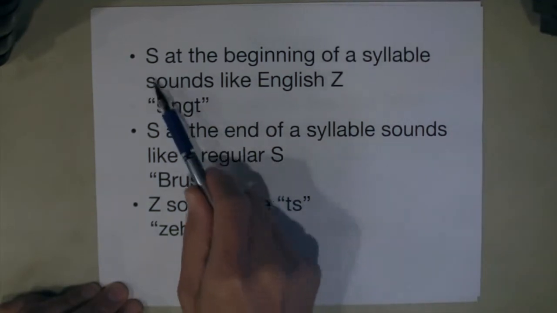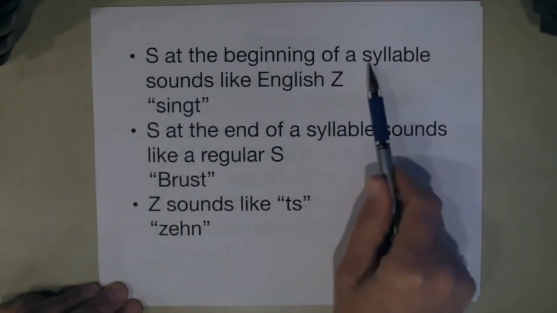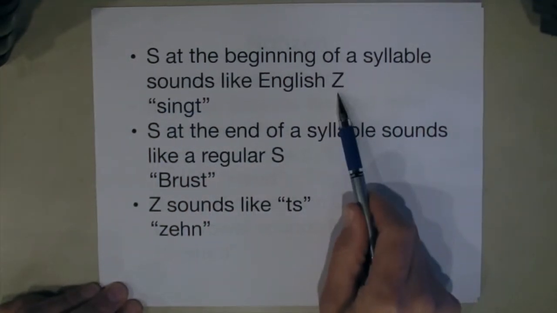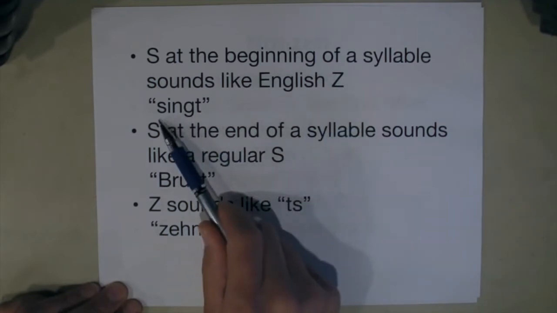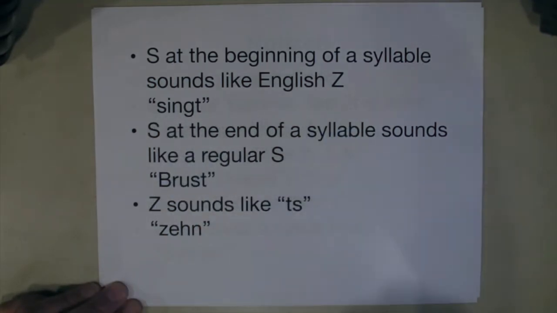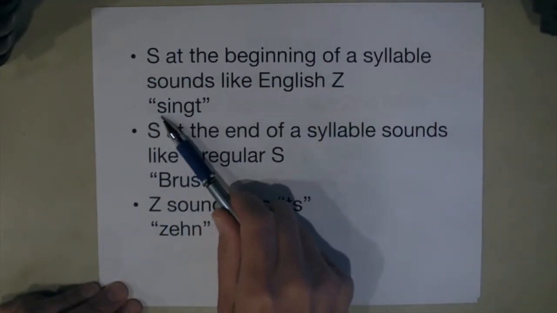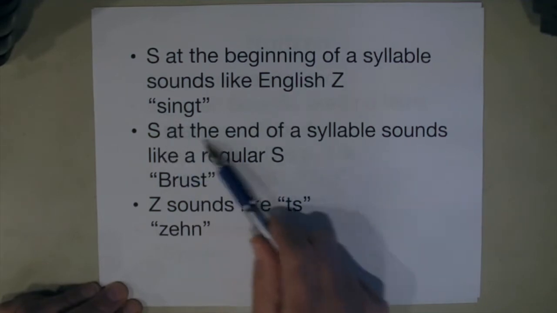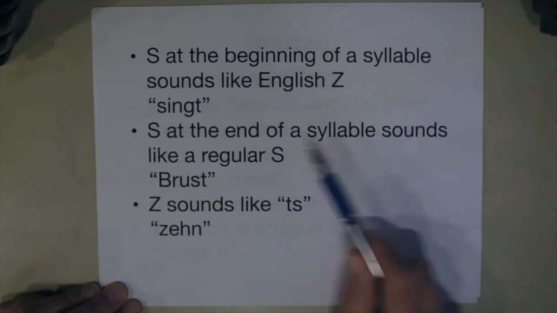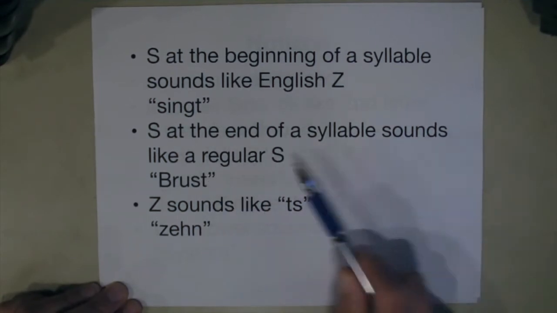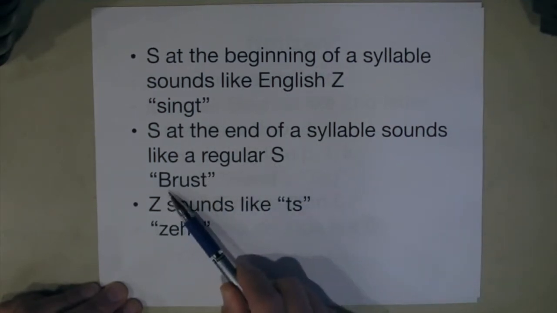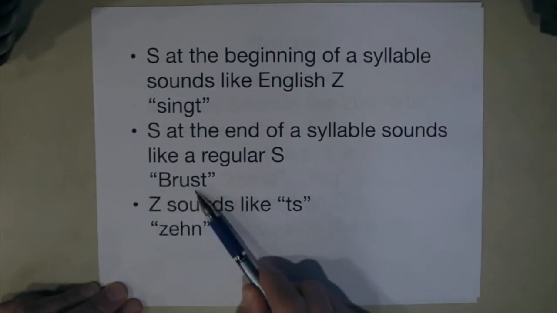The letter S at the beginning of a syllable is going to sound like the English Z, like in zingt, the word sings. Zingt. It's at the beginning of a syllable, so it's going to sound like a Z. But at the end of a syllable, or towards the end of the syllable, it will sound like a regular S, like in Brust. Brust. That's just a regular S sound, like we're used to.